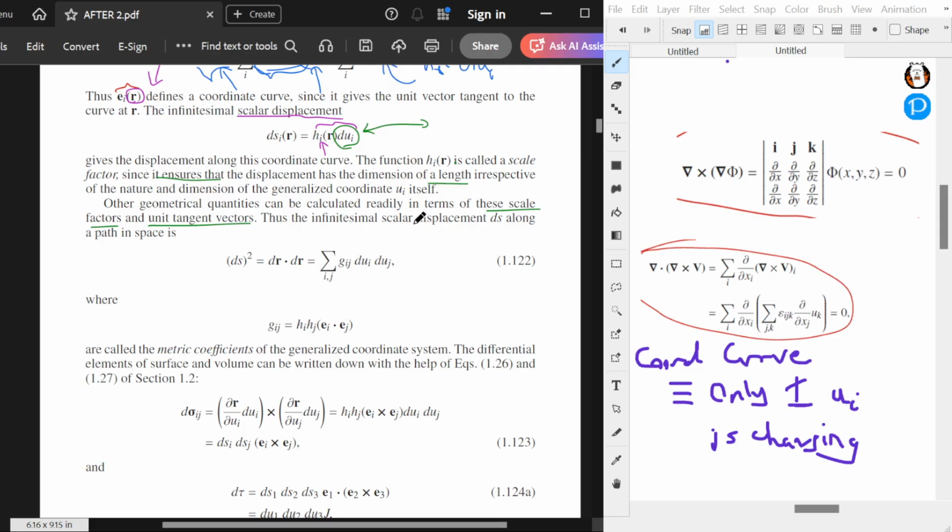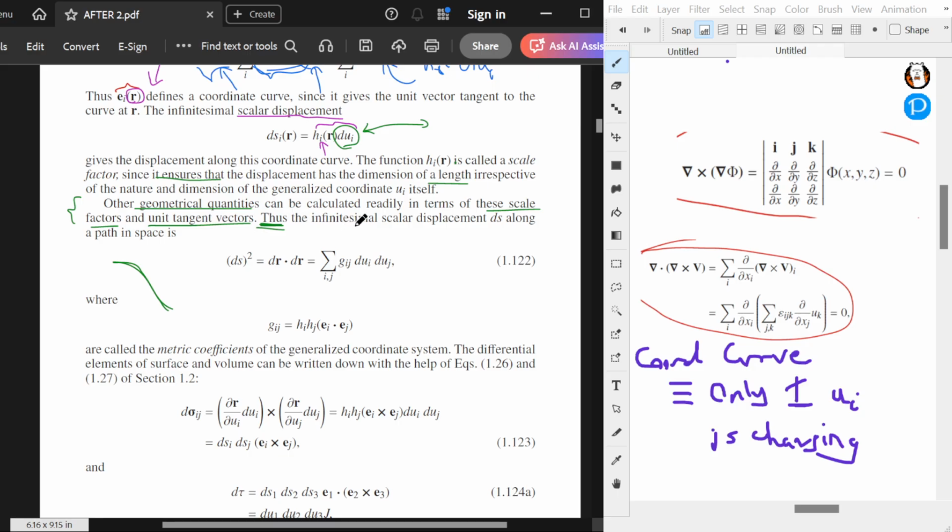Thus, the infinitesimal scalar displacement ds along a path in space, let me just draw a path, is. This thus is throwing me off. What do you mean thus? You ought to have something preceding this. Other geometrical quantities. And maybe they're talking about tensors, I don't know. Other stuff can be calculated readily with the HI, EI system.